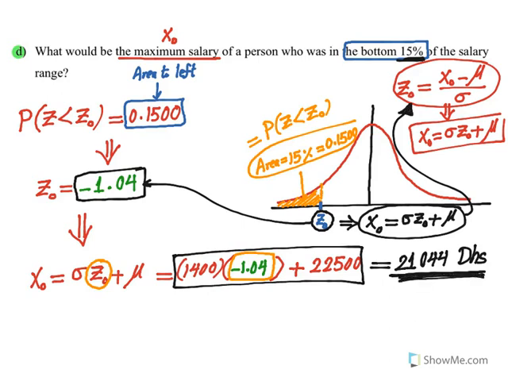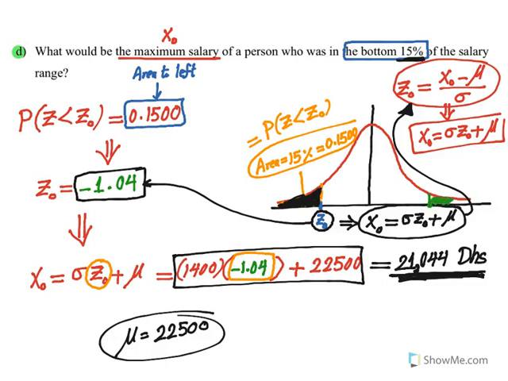So this is the starting salary of a person in the bottom 15% of the salary range. So it's not a bad salary, of course, but remember, the mean was 22,500. That was the mean of the salaries per month. So this is less than the mean, of course, because it's in the bottom 15%. So when they tell you bottom 15%, it means less than your z-score or less than your data value. If they say in the top 15%, then the question would be different. You would be looking at the z-score here that has 15% above it. Yeah, but it was not our question.